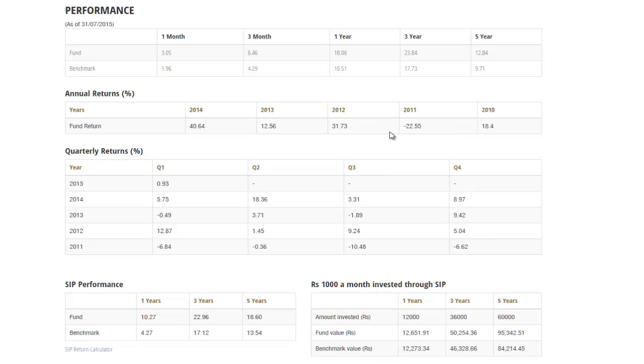The fund has also had negative returns in 2011. Negative returns to the tune of 22.555% is a lot. So that means if I had 1 lakh rupees invested in this fund in 2011, then I would have lost 22,000 rupees. So you need to ask yourself whether you have that kind of risk-taking ability.